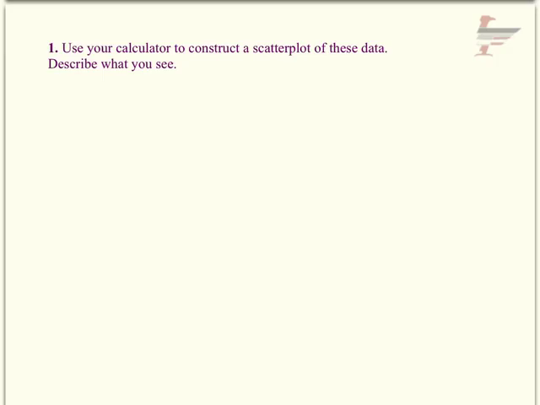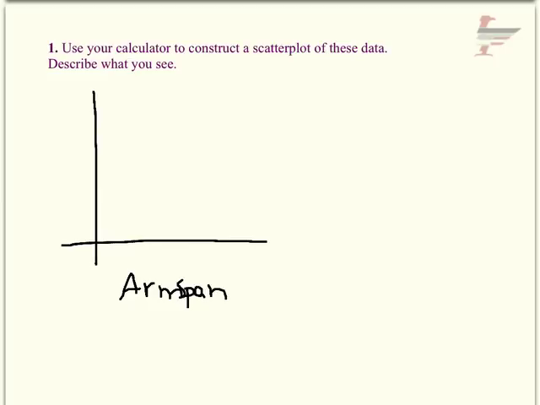Question 1 says use your calculator to construct a scatter plot of these data. And again, I'm not going to walk through all these steps because I have a separate video that reminds you how to do a scatter plot. So if you don't remember, I'd go back to that video. And then describe what you see. When you do a scatter plot, I'd remind you of a few things. You're going to need labels. So your explanatory variable is your arm span, and your response variable is your height. And then some increments would be good.